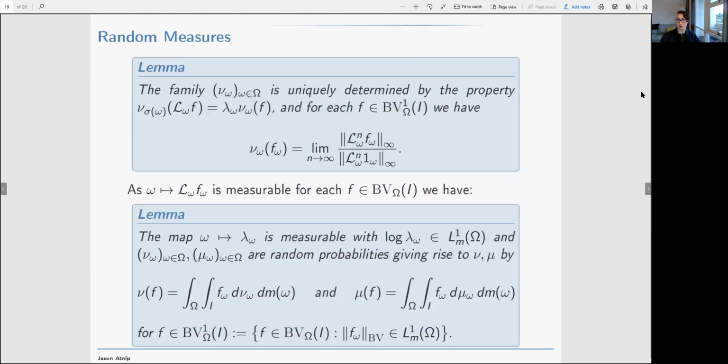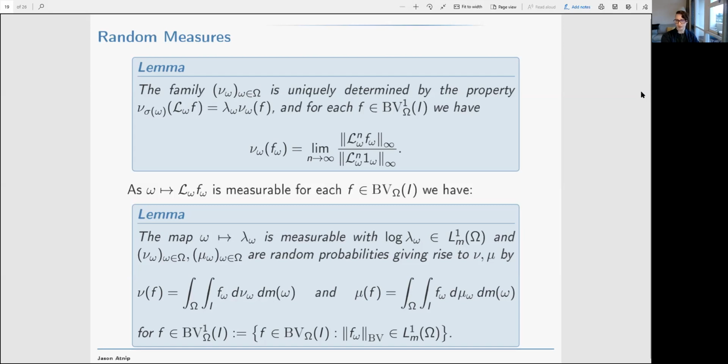Now, to show these are random measures, like I said before, we use our cone contraction, and we were able to find this limit characterization for nu omega for each omega. As our transfer operator is assumed to preserve these random BV functions, this limit characterization is in terms of measurable functions. So our measure nu is in fact measurable, meaning the map omega to nu omega is measurable. So we end up with nu omega and mu omega being random measures, like we wanted.